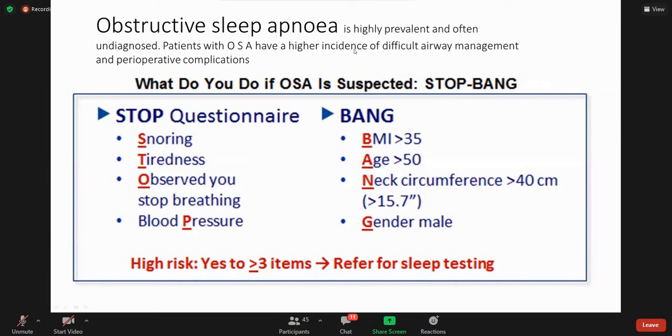So we'll tell the patient that you will have to bring that BiPAP machine with yourself, and we'll use that BiPAP machine in the post-operative period so that you don't get sleep apnea, you don't get your airway obstructed in the post-operative period.